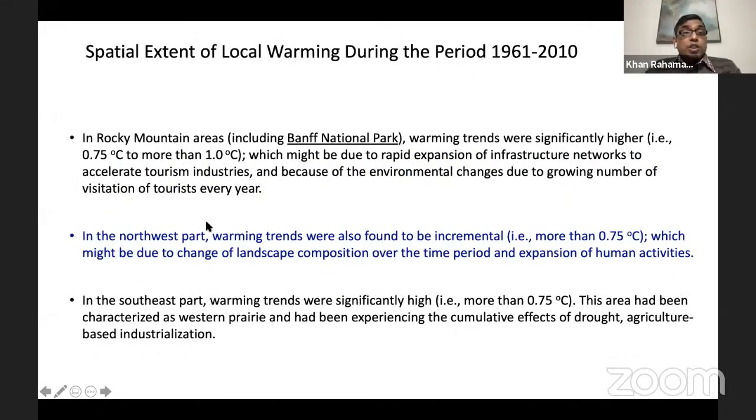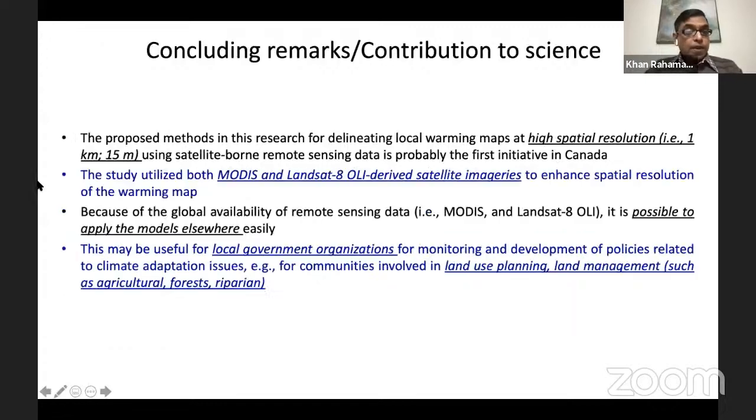The other thing is the spatial extent of local warming during the period. I generated this model from 1961 to 2010. So the next climate normal data set will be available next year, and I hope I will be preparing the next model. And especially as I'm living right now in Halifax, it will be about Halifax.